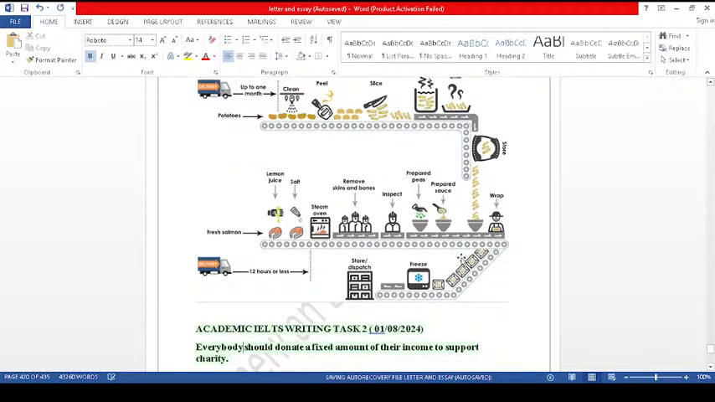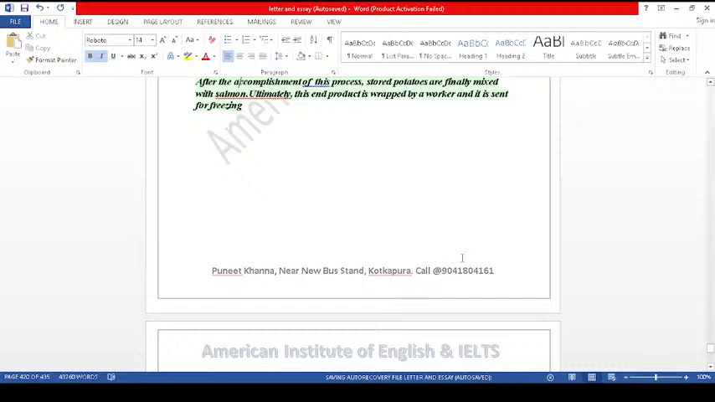You can simply say conveyor belt for freezing by the conveyor belt. Okay, for freezing by the conveyor belt.